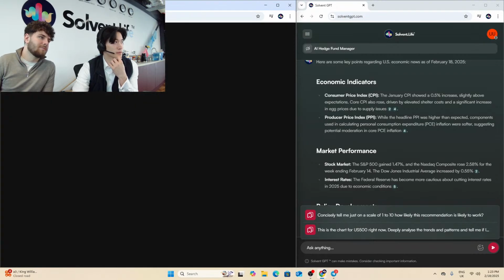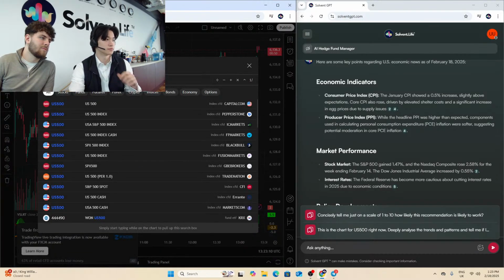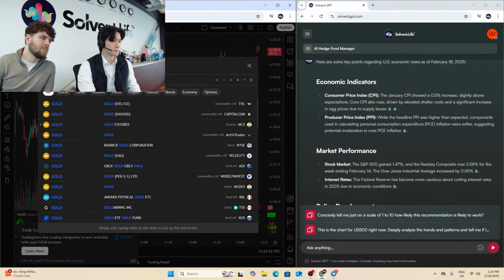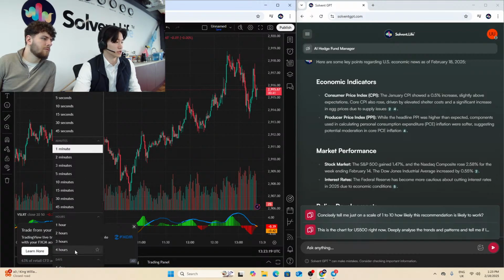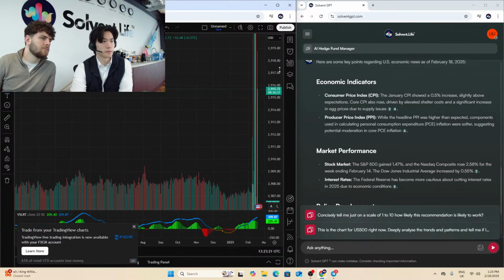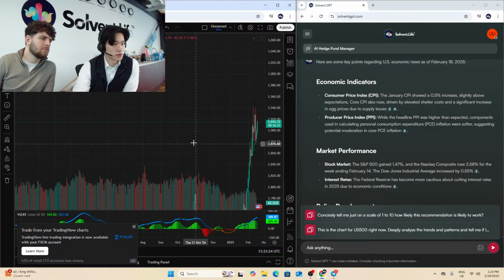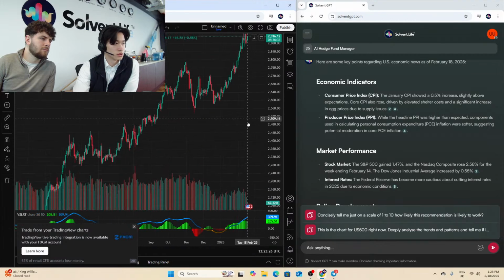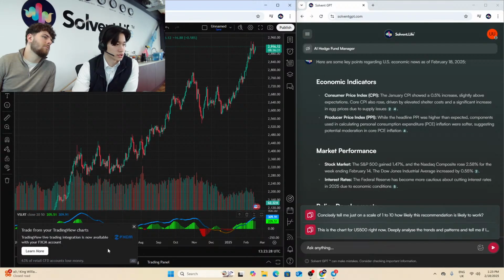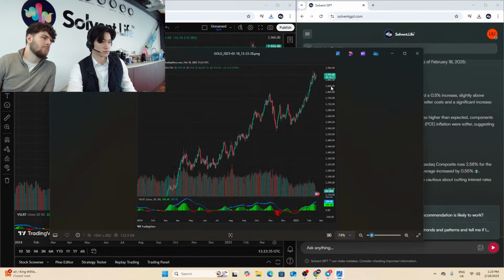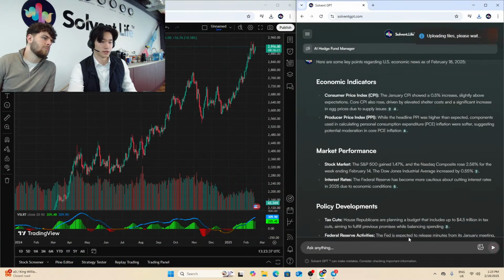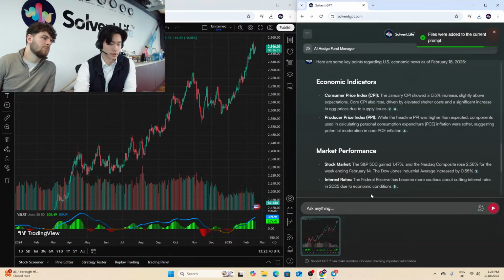Okay, let's go to TradingView and pull up the chart here as well. We were in a 1 day time frame. So what you can do is take a screenshot of any chart of your interest, copy it, put it into the GPT, and then enter your prompt.